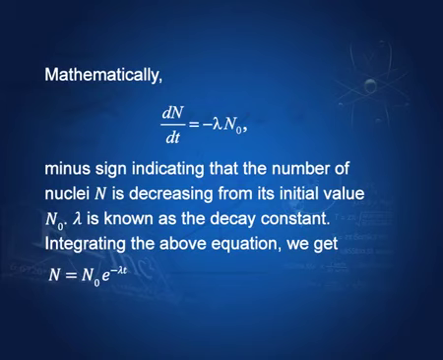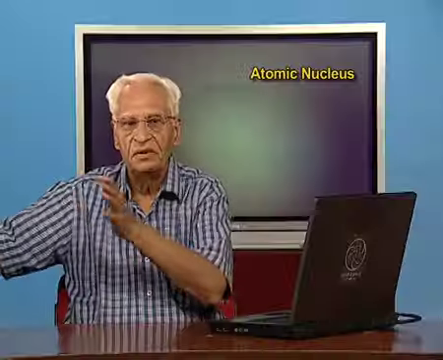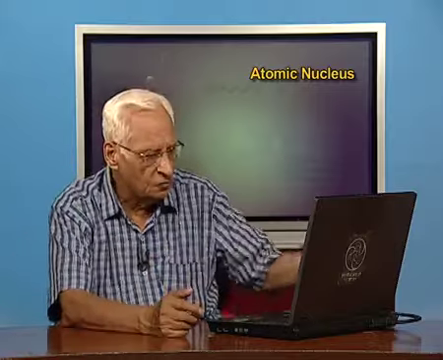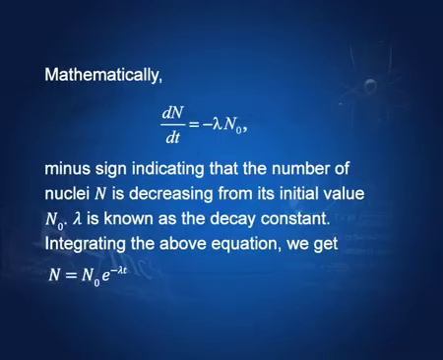That is why this lambda is called a decay constant, and this negative sign here also indicates that N is going to decrease with t. As time increases, the number of nuclei would decrease, and this is the equation that tells us the rate at which the nuclei would decrease.